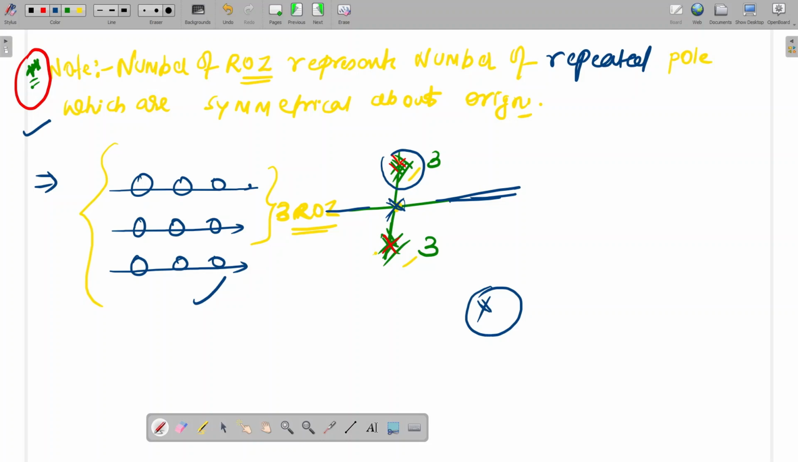But if the j omega axis is coming, it will be a sine, meaning t into sine t will be there. Maybe we should see the time domain equation for this kind of transfer function. If as t tends to infinity the output goes to infinity, then we can say that the system is unstable.